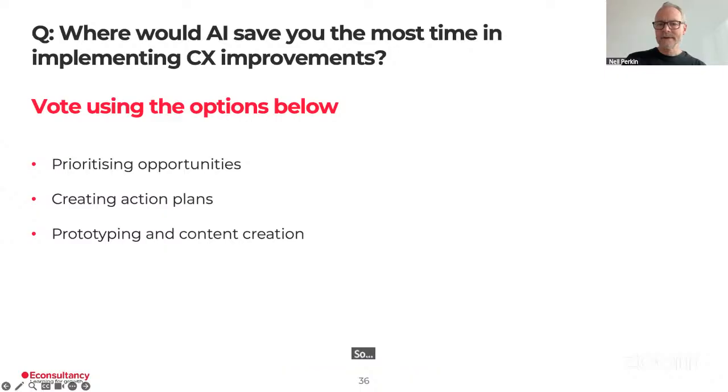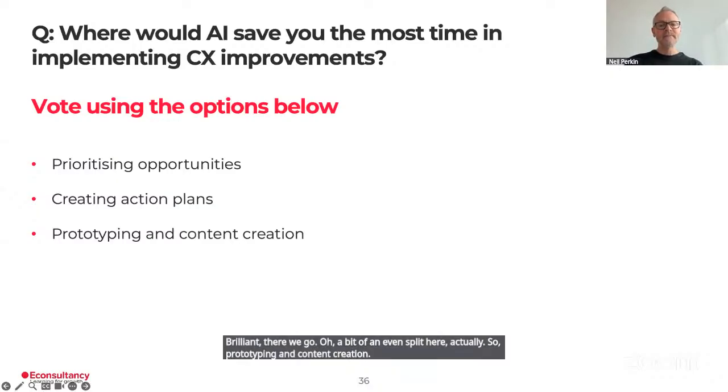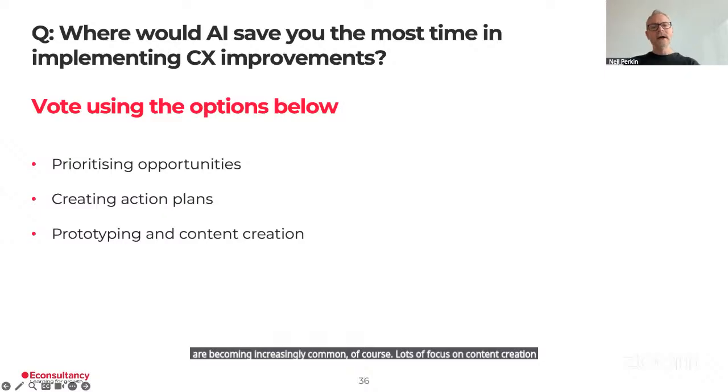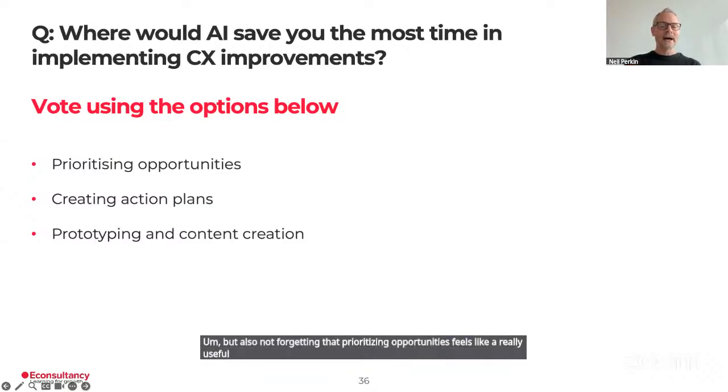So if we're able to pop the answers up now. Brilliant. There we go. Oh, a bit of an even split here, actually. So prototyping and content creation being just marginally ahead here. So both of those use cases are becoming increasingly common, of course. Lots of focus on content creation in particular. But also not forgetting that prioritizing opportunities feels like a really useful application here, doesn't it? That one that could really save you a lot of time.